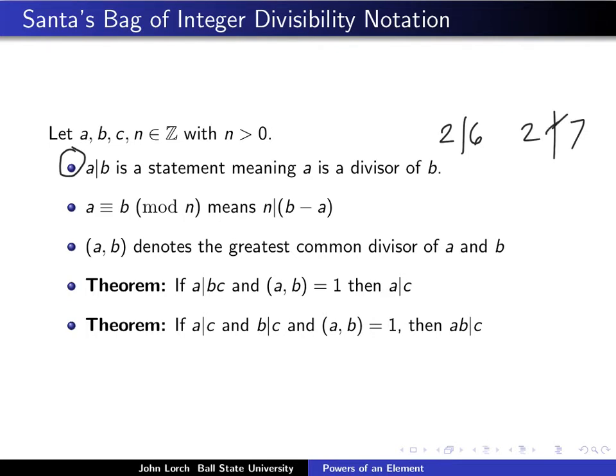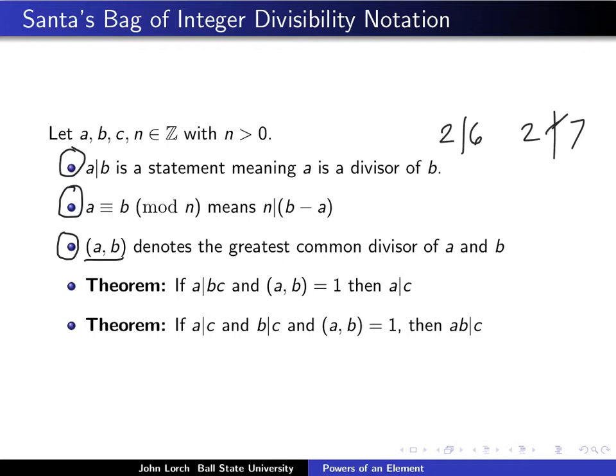Okay, the next bullet point has to do with congruence notation. So we say that a is congruent to b modulo n, exactly when n is a divisor of b minus a. Third, we'll need some notation for the greatest common divisor of two integers, and there are a number of different possible notations for that, but our book uses a comma b in parentheses to denote a greatest common divisor of a and b. And now a few facts about divisibility.